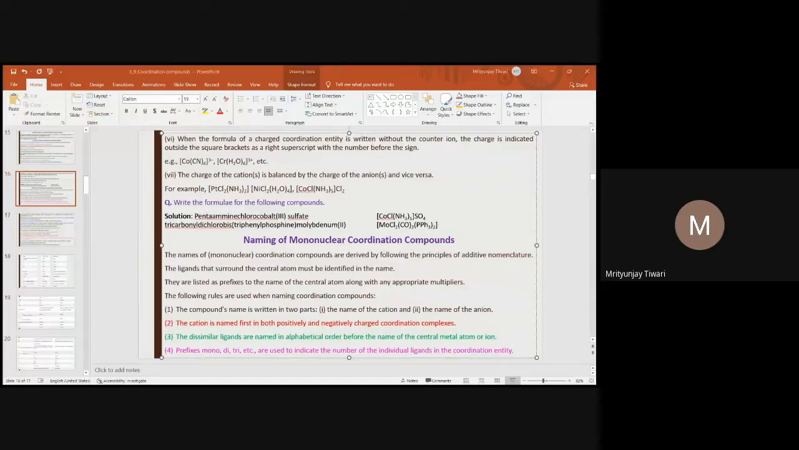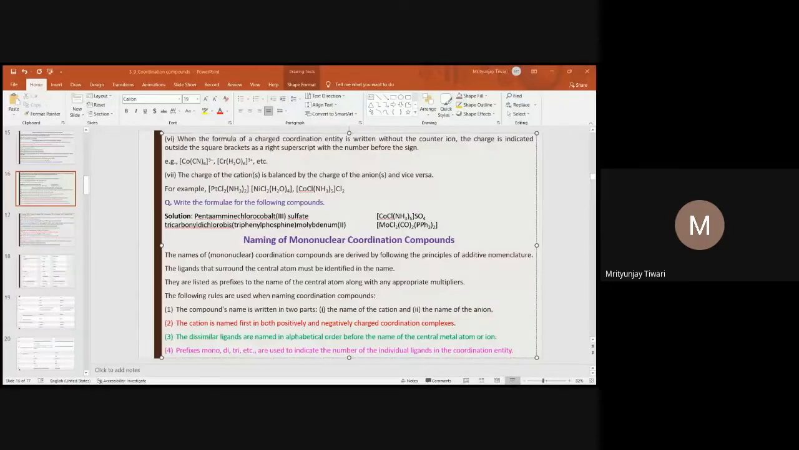So what does it mean? Cobalt must be in plus three oxidation state here. How? Because if cobalt has plus three charge on it, one charge will be neutralized by one chloride ion. So the net charge will be plus two, and that net plus two charge is balanced by one sulfate ion.